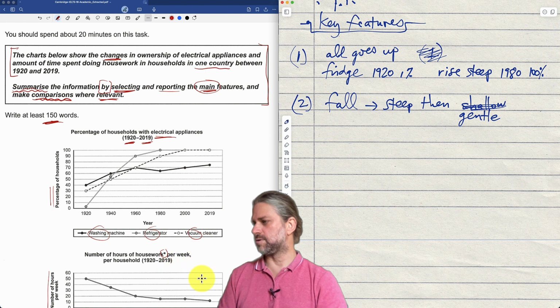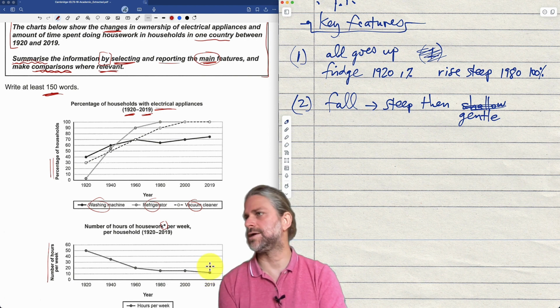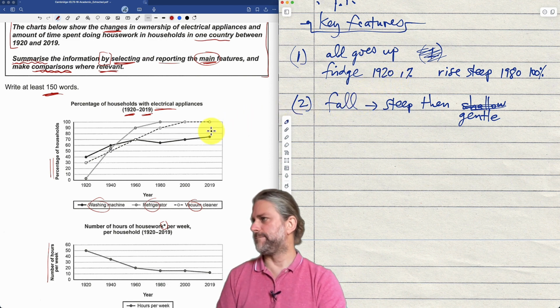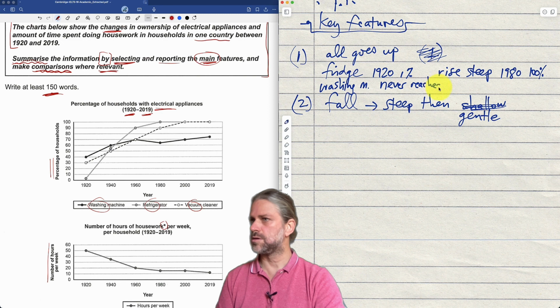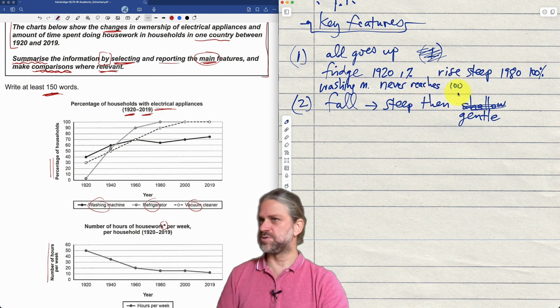A gentle fall towards the end of it. We can see that's talking about the year 2000 until where this graph ends, 2019. Okay, so it all goes up. The fridge especially goes up a lot, and the washing machine never reaches 100%, and dips in the 1980s.